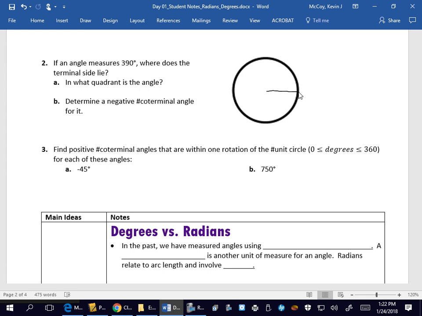If it rotates 390 degrees, now think about that. A full circle is 360 degrees, and it's positive direction, so it's going to go all the way around 360, and then it's got to go a little bit more. It's got to go another 30 degrees in that direction. So here is your terminal side. Well, it went a full 360 and then it went an additional 30 degrees in this direction right here.